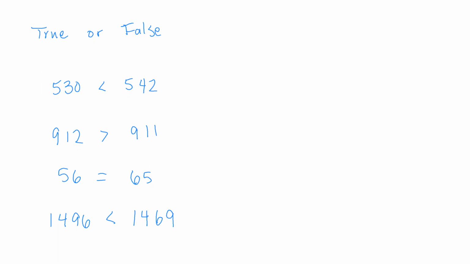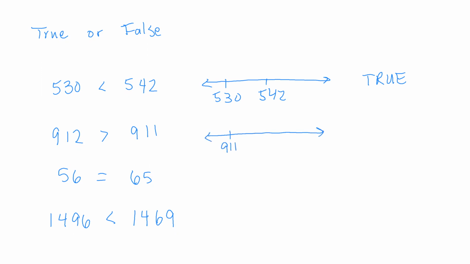Okay, if I was going to draw a number line for this example with 530 and 542, 530 would certainly come before 542. So this is true. 530 is less than 542. Now, if we were dealing with 912 and 911, 911 comes before 912. So in this particular case, 912 is bigger than 911. This is also a true statement, okay?